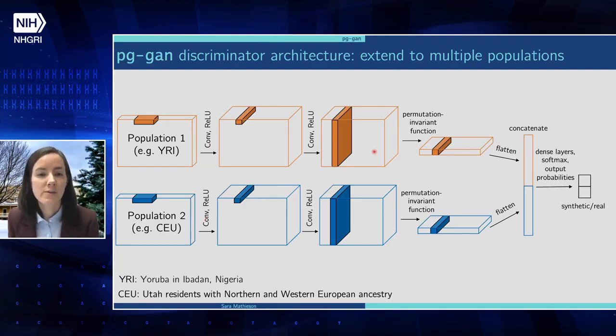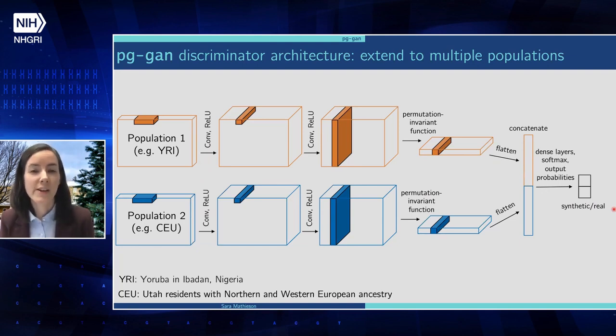And then after several convolutional layers and filters here, we collapse along the rows and then concatenate the two populations together. And then instead of the output being an evolutionary parameter of interest, it's actually this binary output, or probability of being real or fake. So we have this sort of binary classification problem.